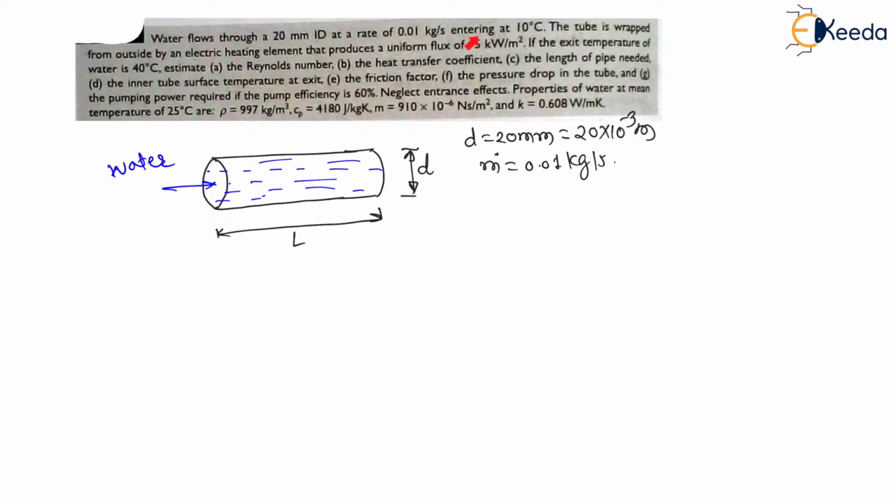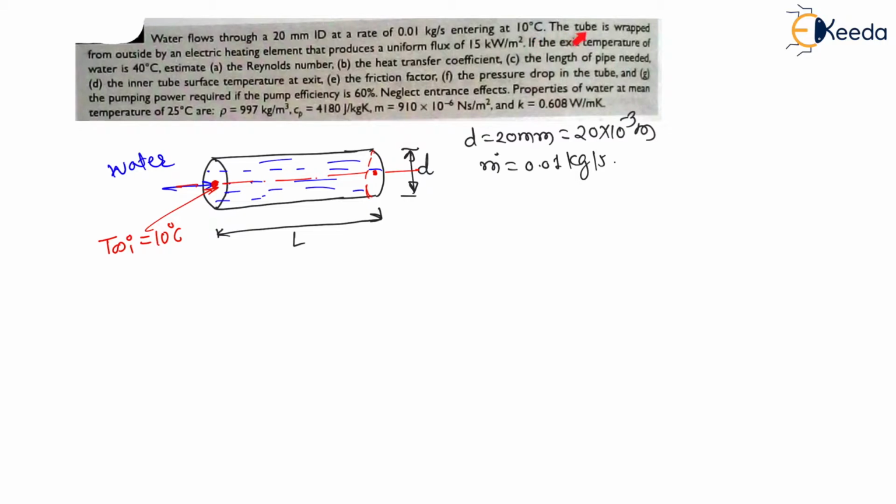Then, entering at 10 degrees Celsius. Therefore, the water temperature at inlet, that is T infinity, the surrounding fluid temperature at inlet, is 10 degrees Celsius, at the center line. Here the temperature is always given on the center line. Here also there will be a circular shape.